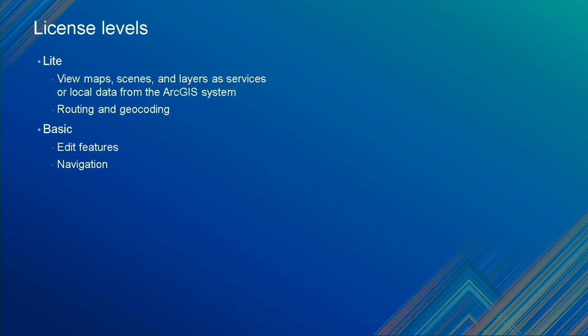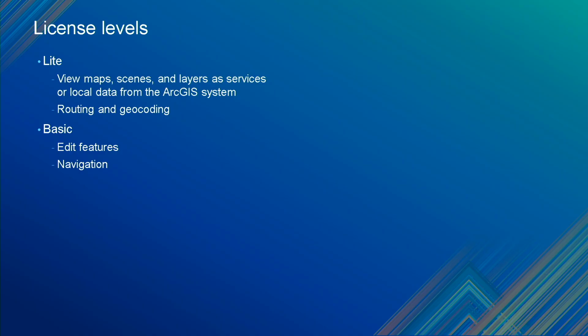So we consider Light as basically our free level, right? Basic is our first paid license level. Basic includes everything in Light, plus it provides an API to edit features and use the navigation API that's included with our SDK, that you can build out a turn-by-turn solution.